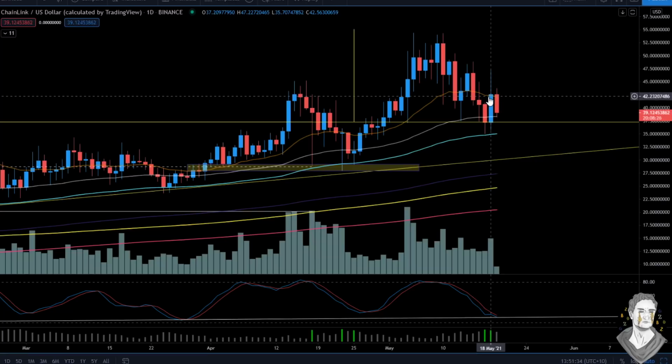We need to reclaim that 21 exponential on the daily. Same thing for Bitcoin really as well. Once we start to do that, it's going to look much, much better. And yeah, that's the levels that I'm going to be watching.